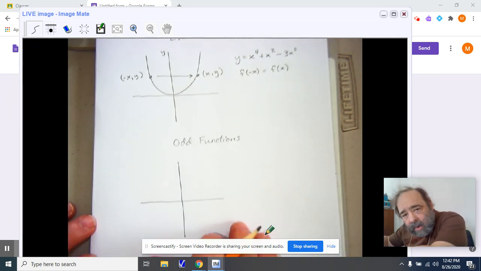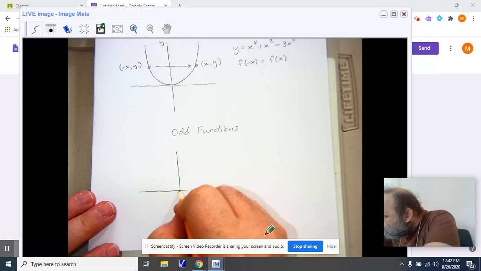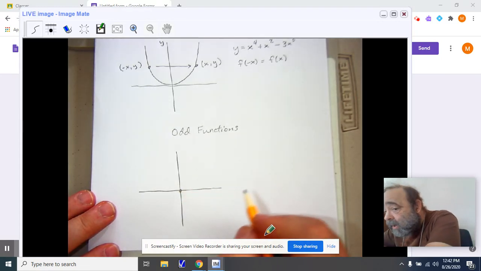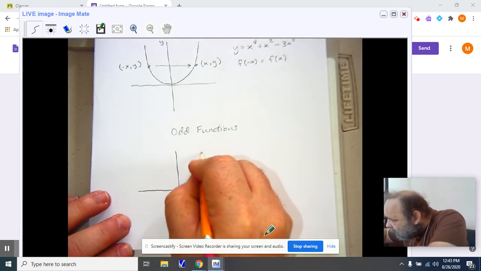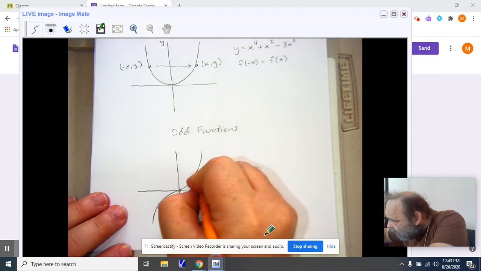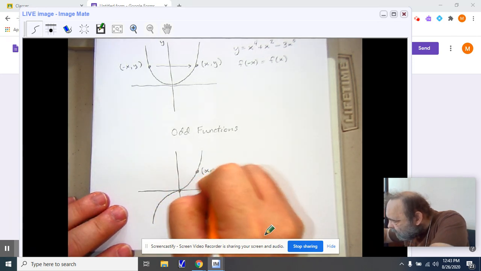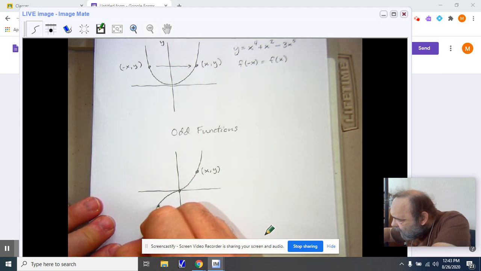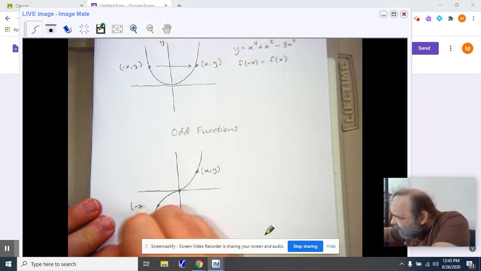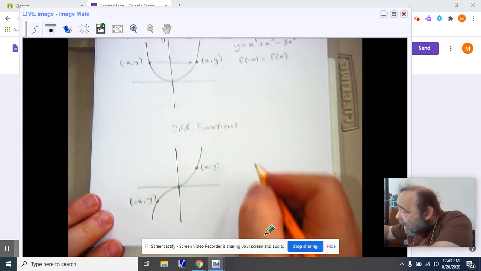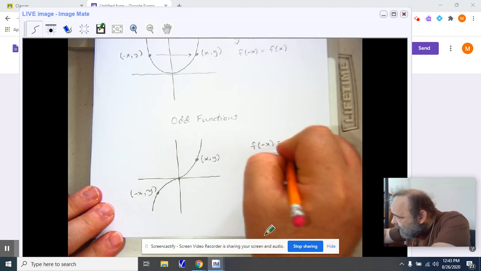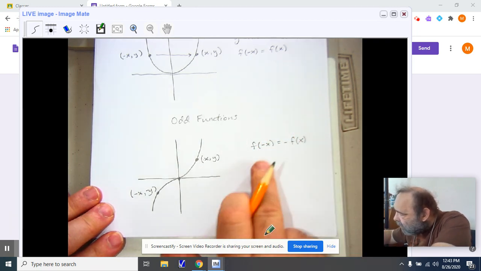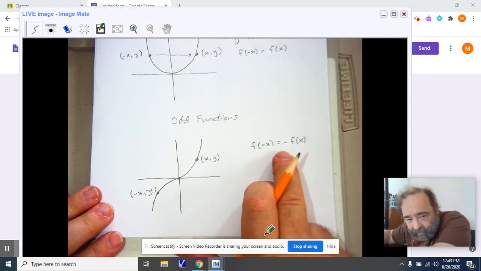Odd functions, however, are slightly different. They now have a symmetry not to the y-axis, but to the origin. And because they have symmetry to the origin, that tells me that if I have a point in the first quadrant that is a positive x, positive y, it will have a mirrored image in the third quadrant, which is negative x comma negative y. Now, according to our testing, an f of negative x will result in the negative f of x. Notice you plug in a negative x, you get a negative y value. This is very important to us.